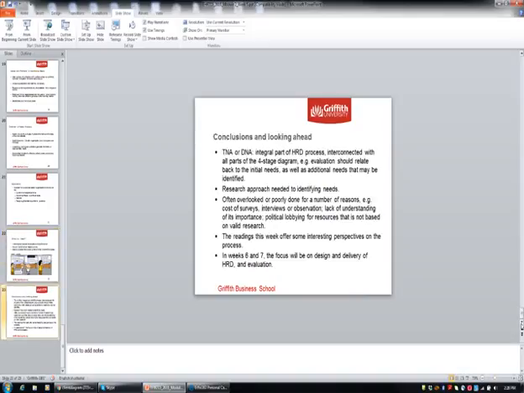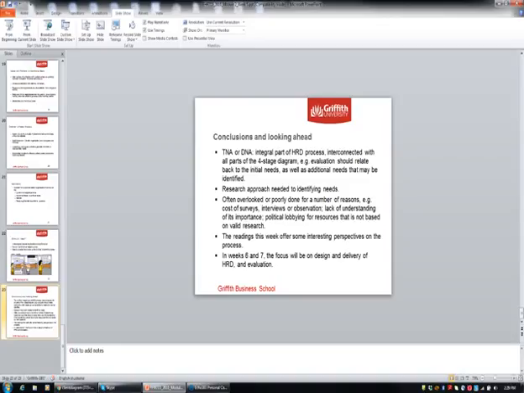So in conclusion, needs analysis is an integral part of the HRD process. It's interconnected with all parts of the 4-stage diagram, i.e. evaluation should relate to initial needs and to other needs that may be identified. You need a systematic research approach to identifying needs, whether it's surveys, interviews, observations, reading data, reports.